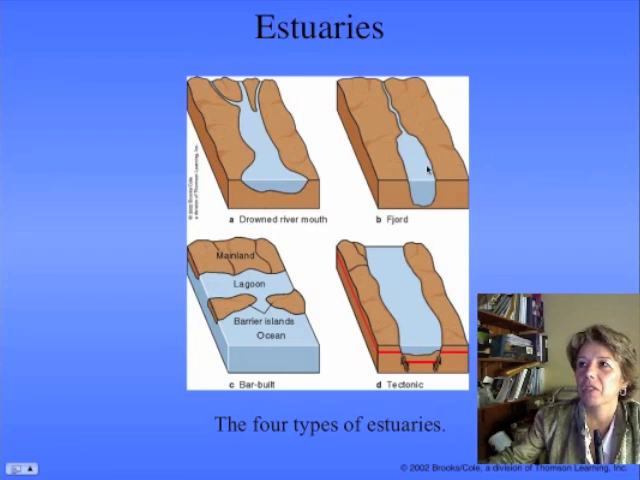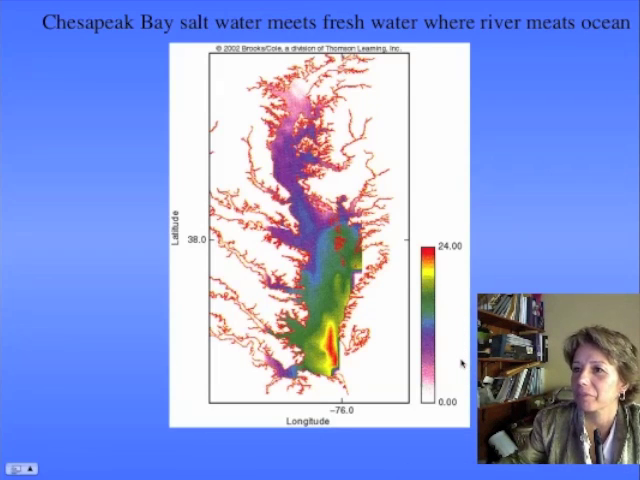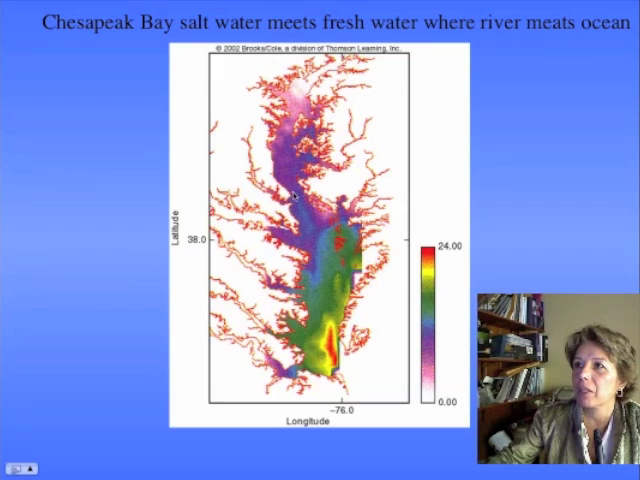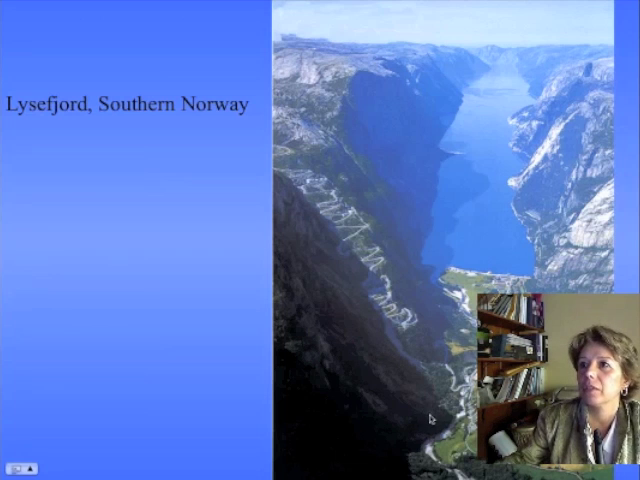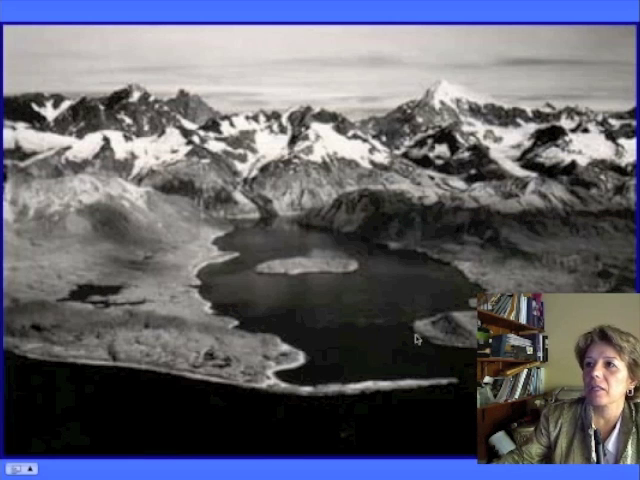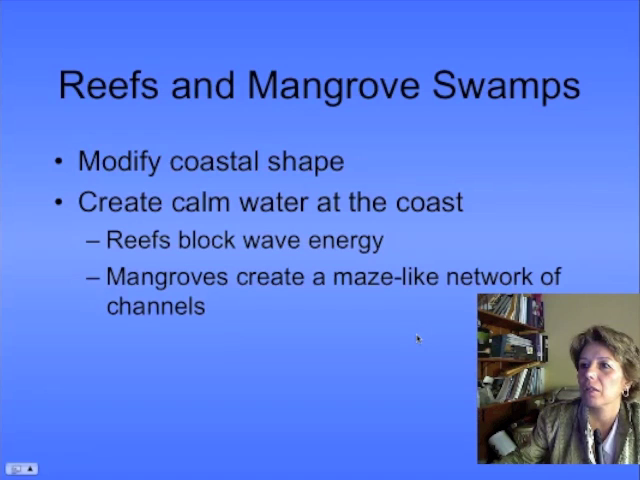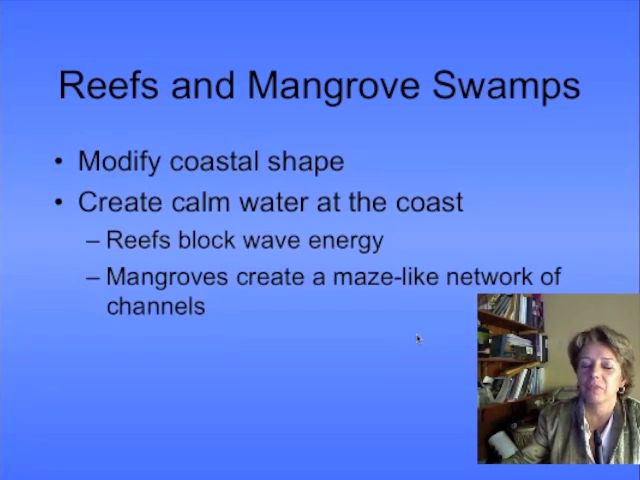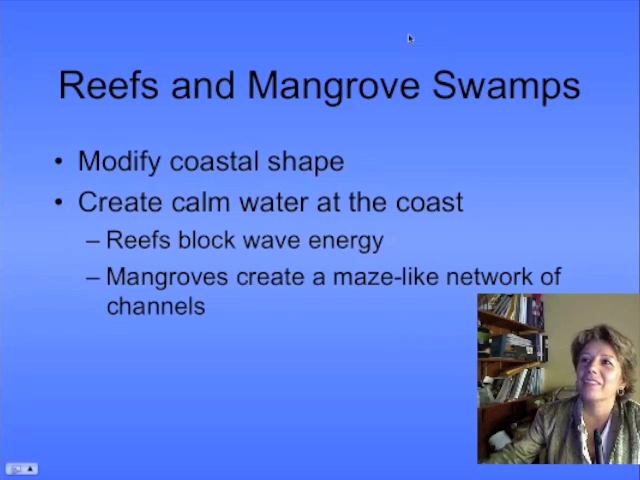So here's your river coming in. This is what a fjord looks like. Here's your barrier islands, and I guess that's what a tectonic is. Maybe we can find an example. I'm not sure. Here's your Chesapeake Bay, where the river is coming in from up here and meeting the ocean. So it's a type of a coast, an estuary. And here's a fjord. That's what that looks like. Another fjord, and you've seen lots of pictures of these.